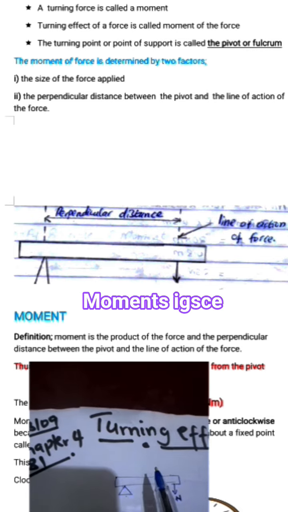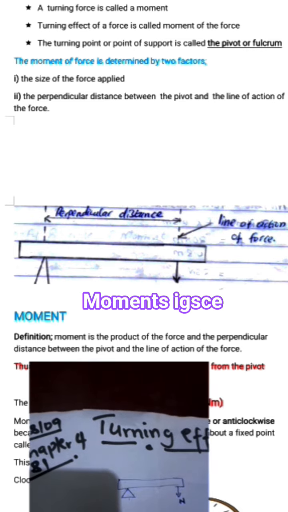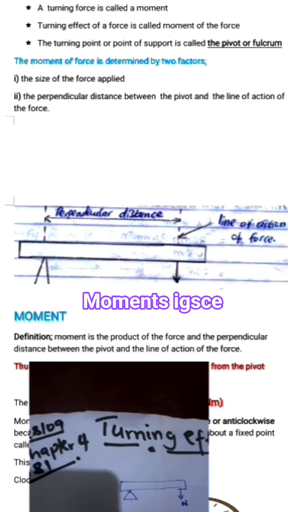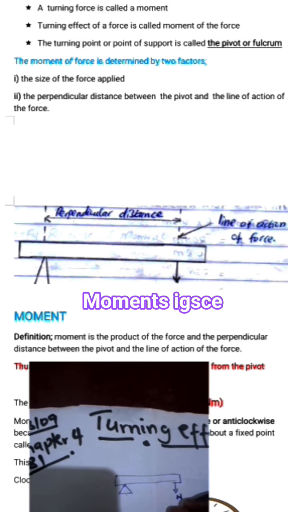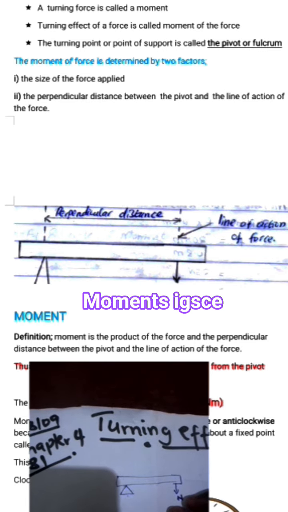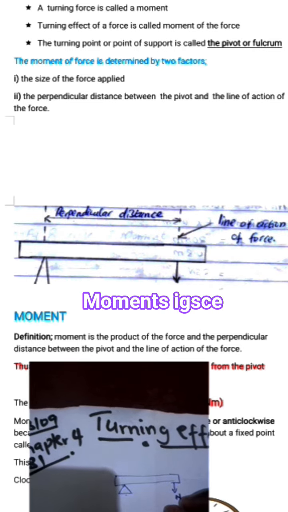The moment of a force is determined by two factors. What are those two factors? It is the size of the force applied, how much force has been applied. And the other will be the perpendicular distance between the pivot and the line of action of the force.